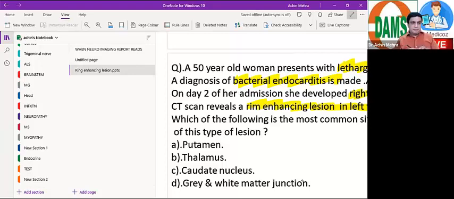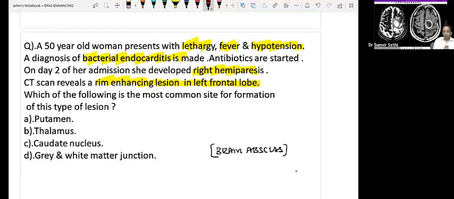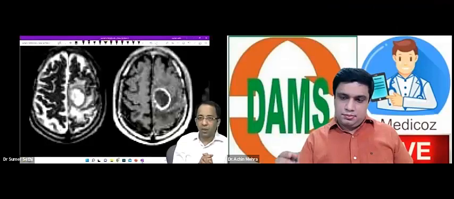Or it could be a contiguous focus, either from sinusitis or from CSOM, like we discussed right now. And we discussed even in congenital heart disease, especially tetralogy of Fallot, you can have it.